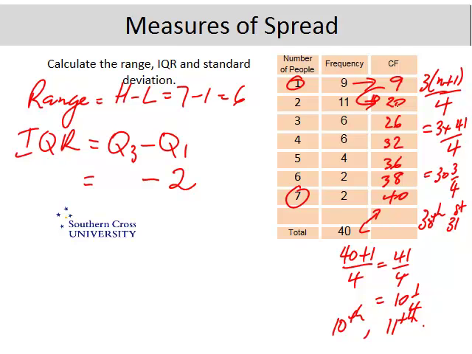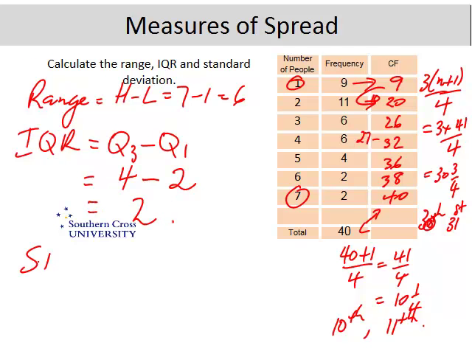Now, if we have a look coming through this cumulative frequency, there's a 32 here, and 1 more than 26 is 27. So the 27th through to the 32nd score were all 4s. So that means that the 30th score and the 31st score were 4s. So that means that the third quartile is a 4. And 4 minus 2 is 2.